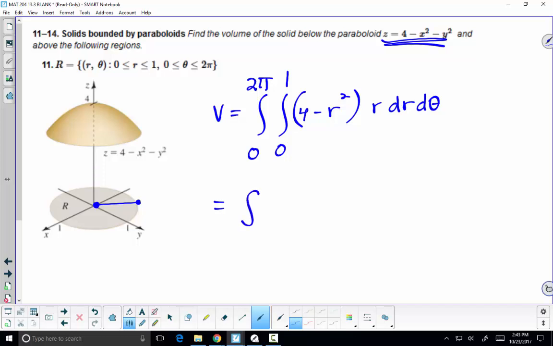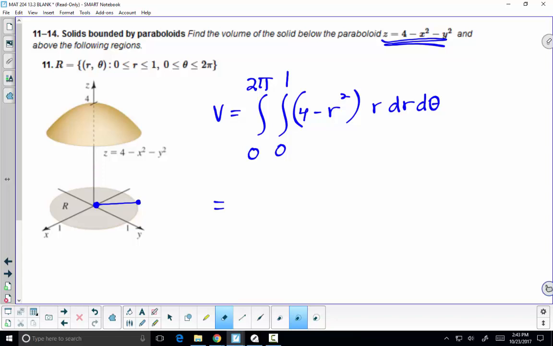Is there a reason you're doing the dr first? That's just the tradition, to do dr d theta. Because these are both constants, you could definitely switch them. More often than not, theta will be more likely to come from a constant interval than r. Like if you had a cardioid, your r values would not be constants. It's more likely that theta is a constant, so that's why they traditionally put it on the outside. But certainly here, where both limits are constants, you could just blindly switch them.